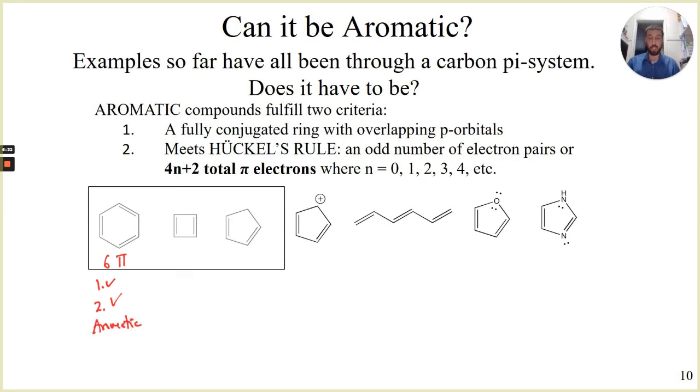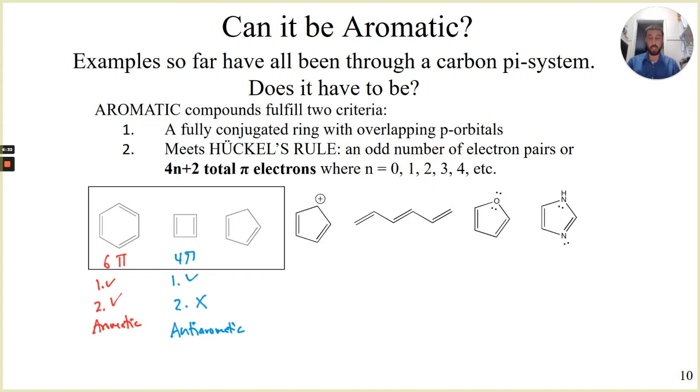We move to the next one. Rule 1 is satisfied because we're a cyclic structure with p orbitals. Rule 2, we have only 4 pi electrons. That does not meet Huckel's rule. That makes it anti-aromatic.